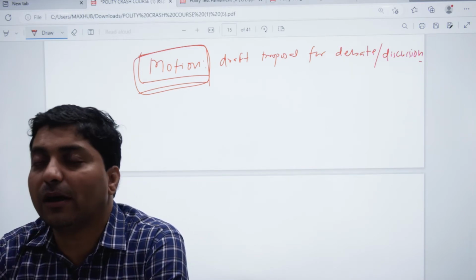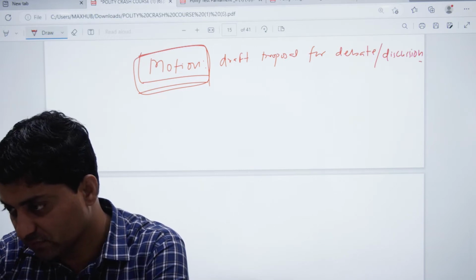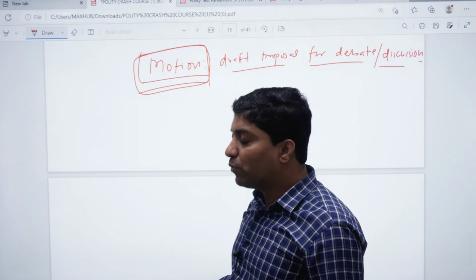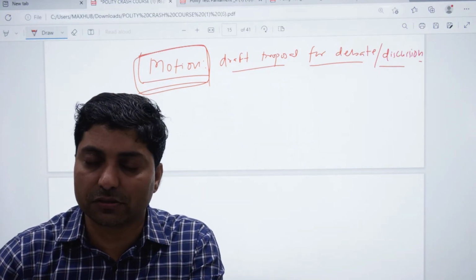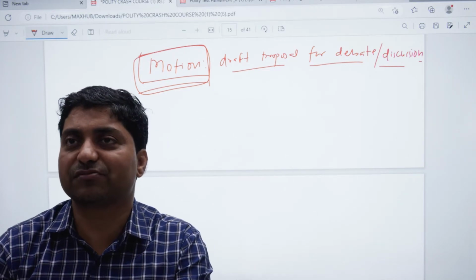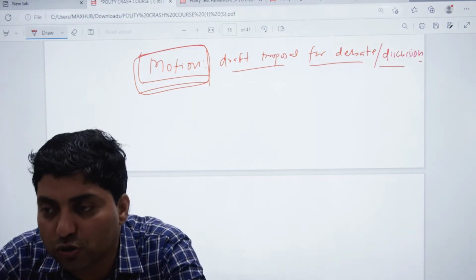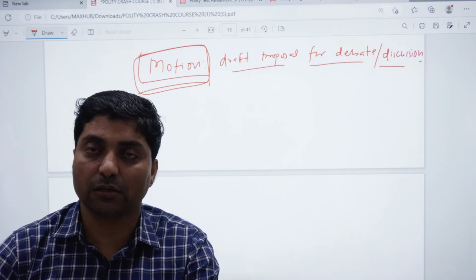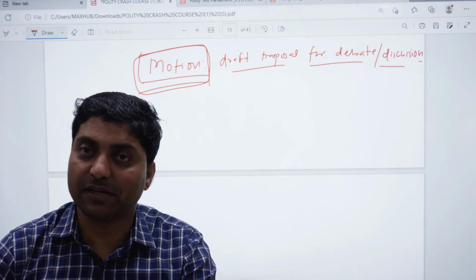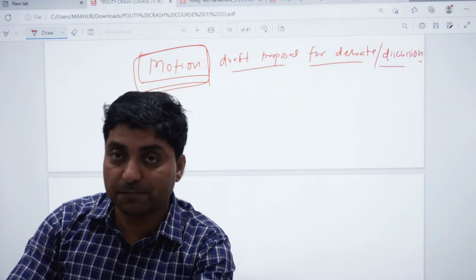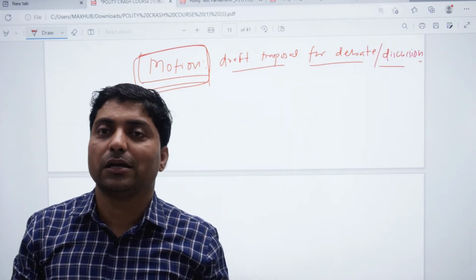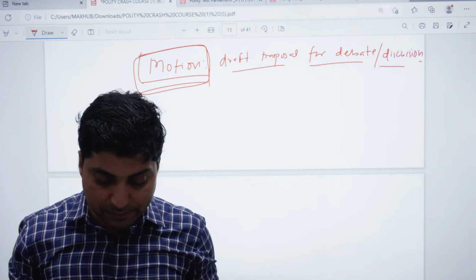So first let me tell you, when a member introduces a motion, that is a draft proposal for debate or discussion, then what happens? The presiding officer accepts, gives consent, accepts the motion, and he also gives time: okay, that day we will discuss this. So the motion can be debated, but let me tell you, if the speaker does not accept the motion, then the motion is immediately rejected, right? Immediately rejected.